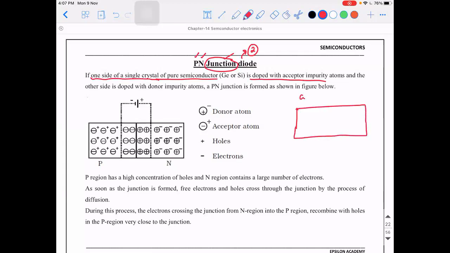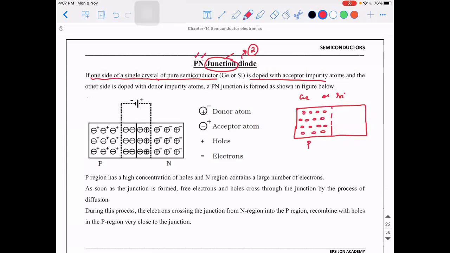You take a single crystal of either germanium or silicon. On one of the sides, you dope it with acceptor impurity. Acceptor impurity means trivalent impurity. When you dope it with trivalent impurity, you will have an excess amount of holes. Then this will become a P-type.